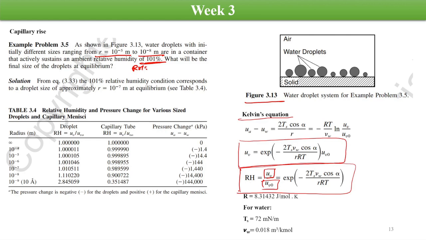For this, we already know the value of relative humidity. In this term, we know the value of the gas constant, we know the range of the radii, in between which we need to find the radius, and we also know the temperature. So it says droplets of initially different sizes, a container sustains ambient humidity. What will be the final size of droplets at equilibrium?